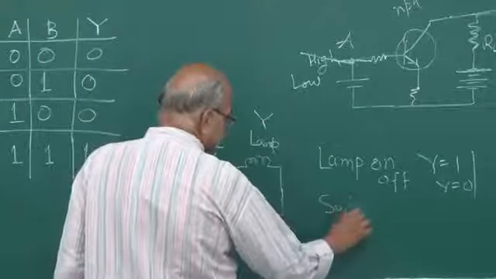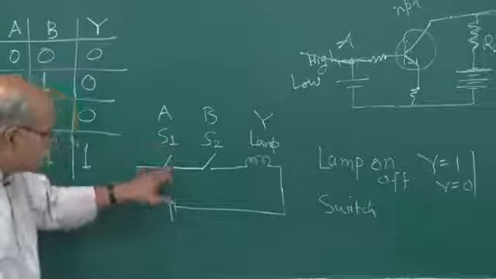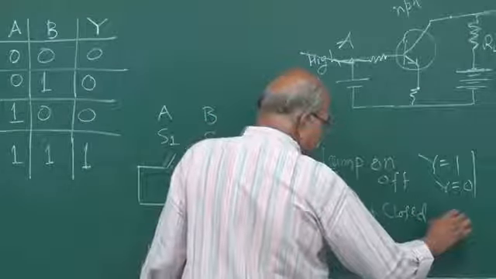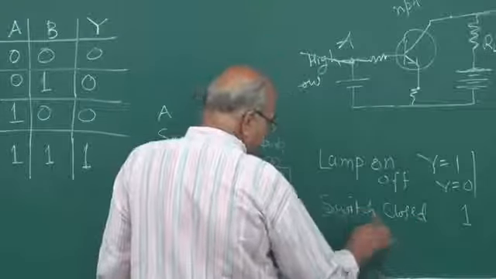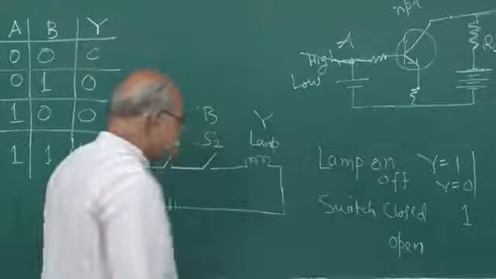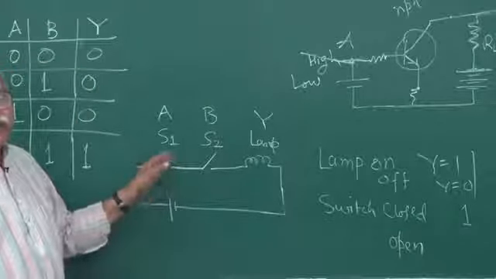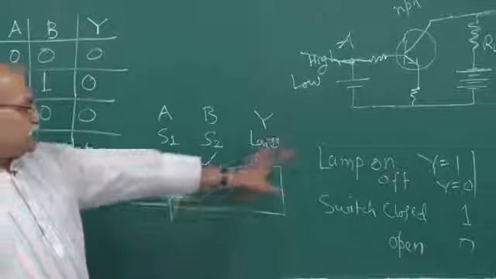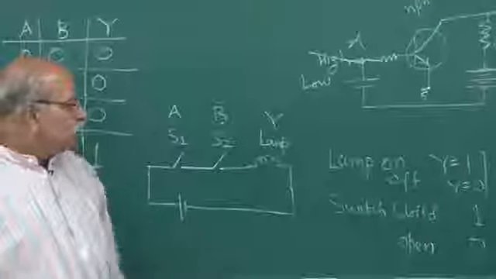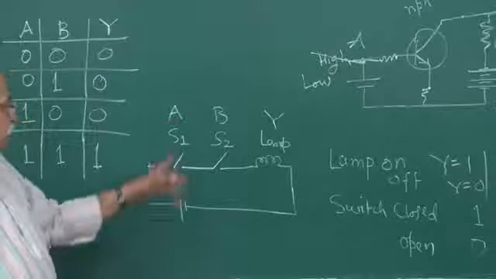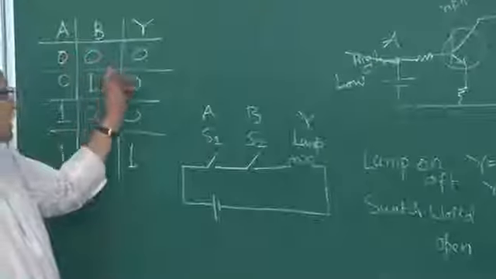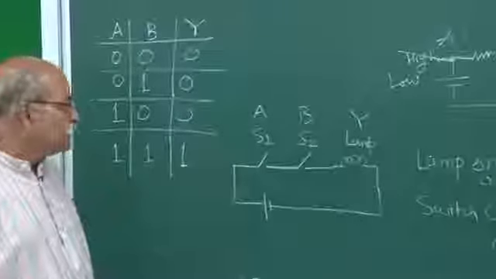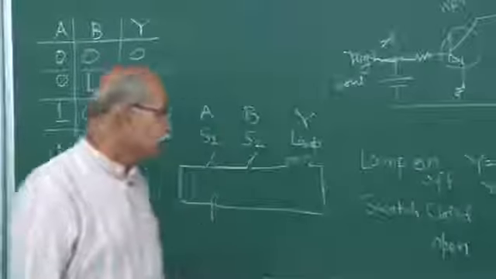And the input, switch S1. Any switch, if it is closed, closed means connected, so if the switch is closed, that we will call 1. This is your input, A or B, and if the switch is open, as it is shown in this figure, that we will call 0. So if you take this as the meaning of 1 and 0, then if A is 0 and B is 0, both switches are open, and the lamp is not glowing, and you say that Y is equal to 0.